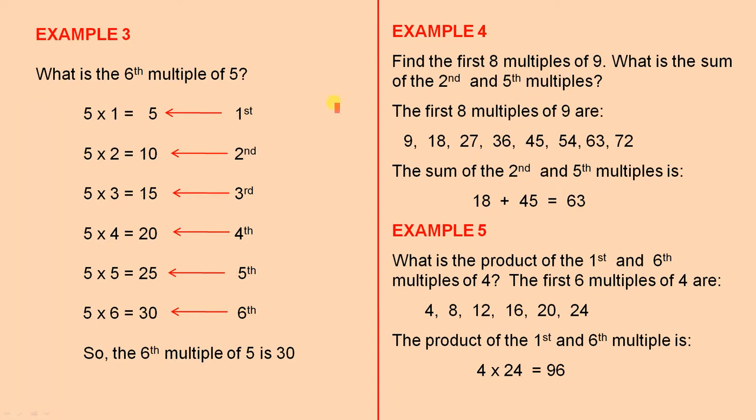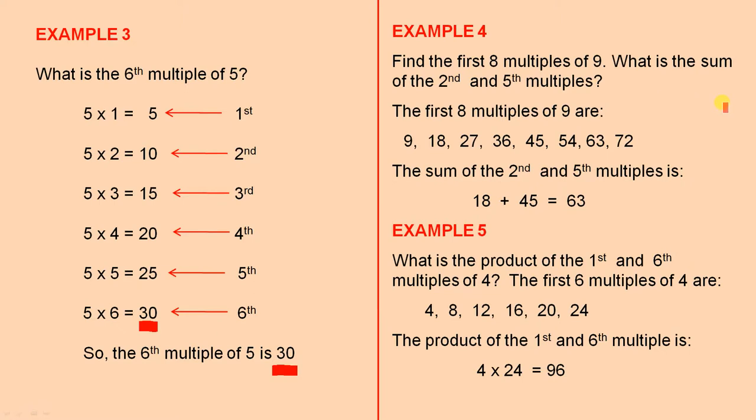Example 3. What is the 6th multiple of 5? Here's 5, and we need the multiples of 5, that is the first 6 of them. So you multiply 5 by the numbers from 1 to 6. And we get those answers here. So the first, second, third, etc. up to the 6th multiple. So the 6th multiple of 5 is 30. There it is there.